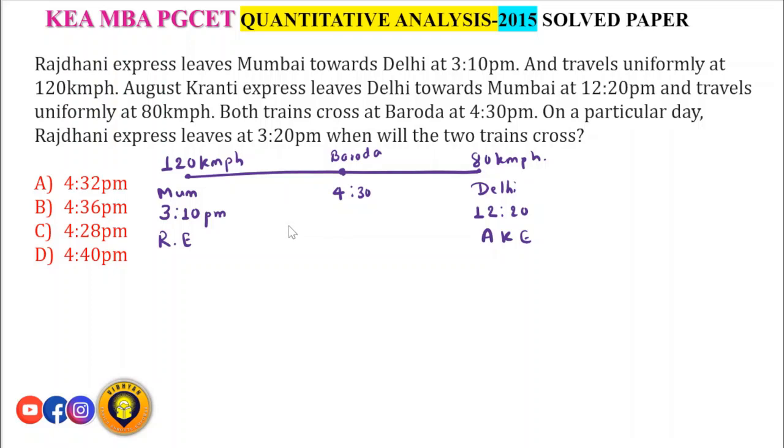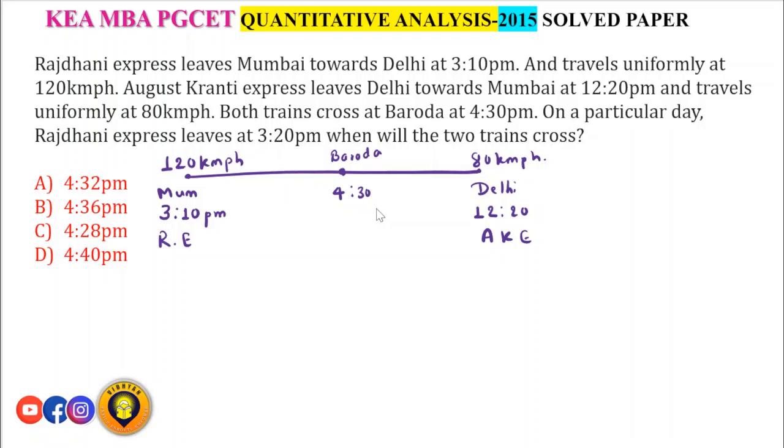Okay, now the question asked here is, on a particular day, if Rajdhani Express leaves at 3:20 p.m., then when will the two trains cross? Here it doesn't mean that just because it is 10 minutes late, they will be meeting 10 minutes later. Here they are meeting at 4:30. So just because Rajdhani Express left 10 minutes late, it doesn't mean that they are going to meet at 4:40. No, because in this case, both the trains are traveling towards each other, right? So there comes the relative speed concept. You should apply this concept and find the answer.